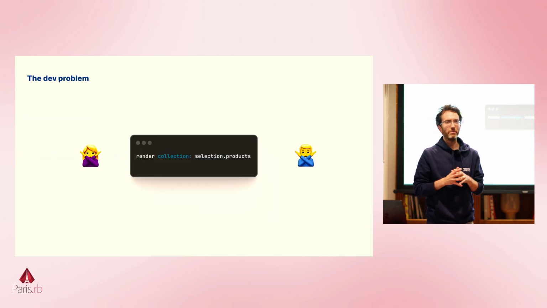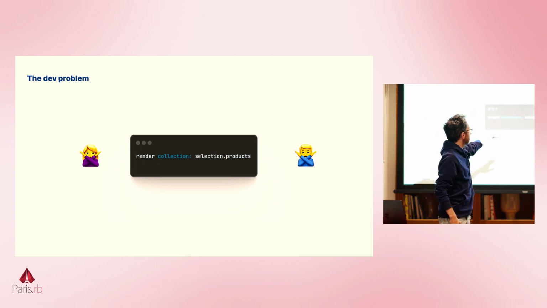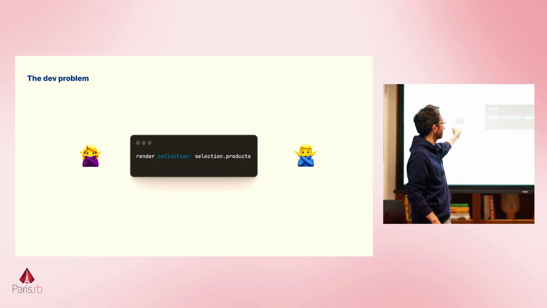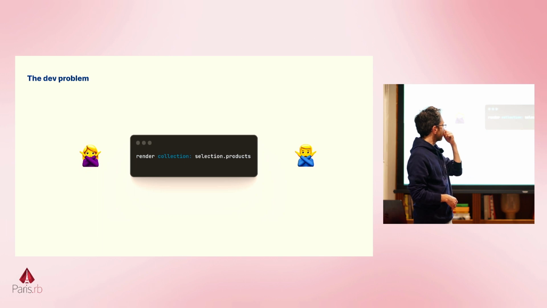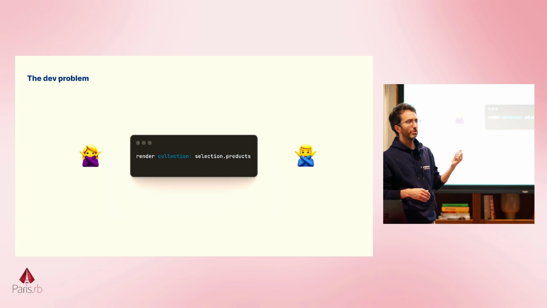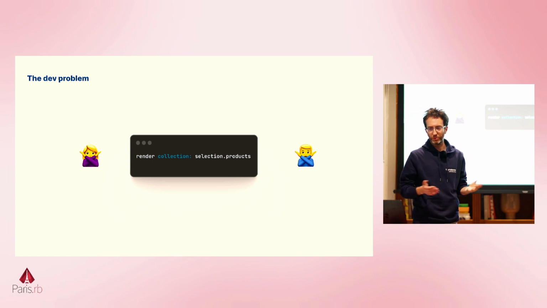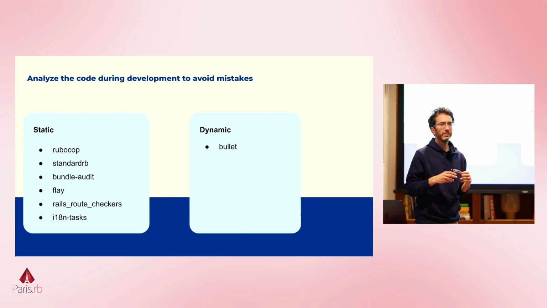The developer problem in the Ruby on Rails world is that you render a collection with, for example, a cart which has a product. It's basic in Rails, and nobody puts an order. Maybe you should have put it in the controller, maybe in the view, maybe in the has_many relation, but nobody puts it. So how do we not lose time?